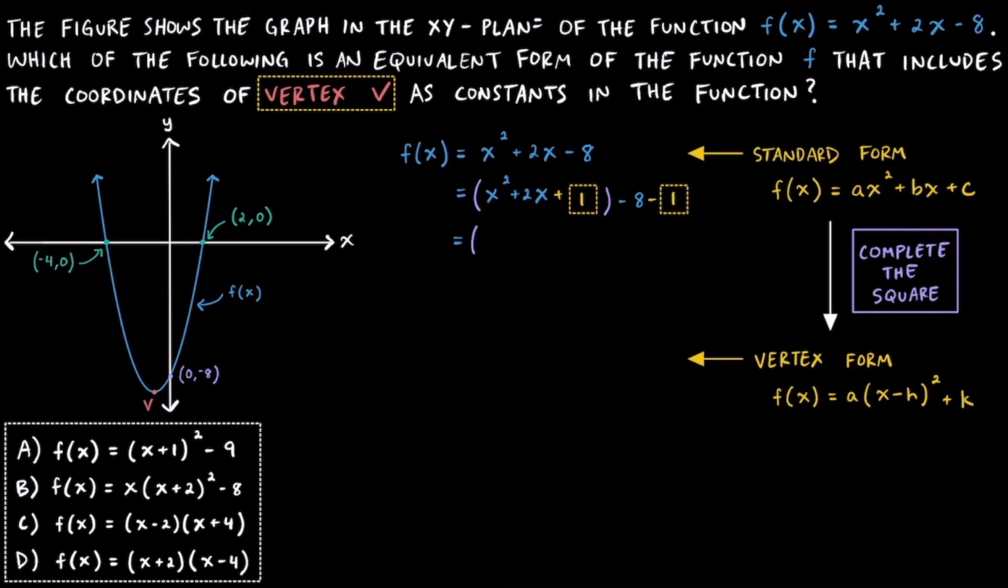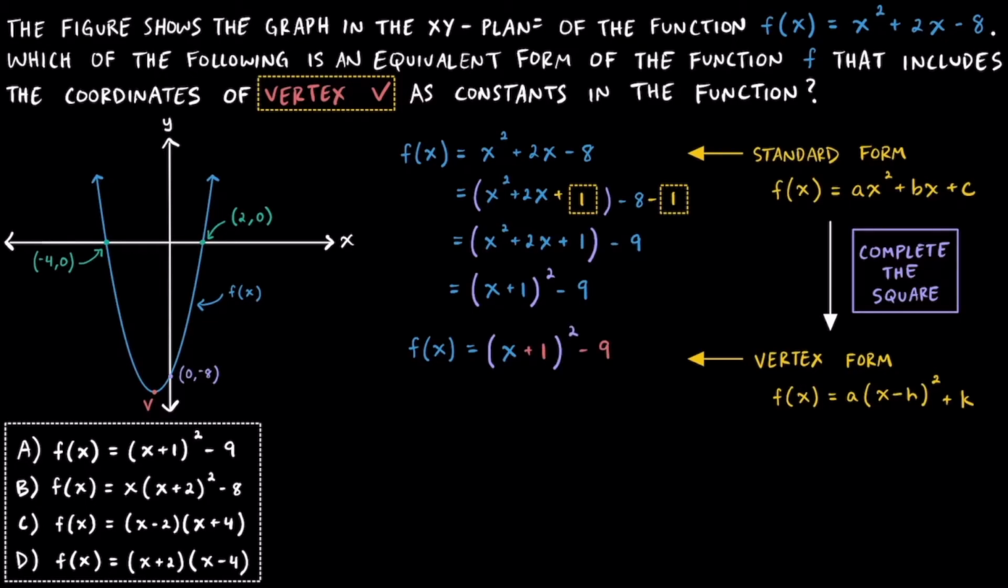Rewriting this and combining the constants on the outside, we're going to get the quantity of x squared plus 2x plus 1, minus 9. Looking inside the parentheses, hopefully this looks familiar, that this is a perfect square trinomial. Because we completed the square, we can rewrite this as 2 identical binomials, or x plus 1 squared. From this, we know that in vertex form, this function is f of x is equal to the quantity of x plus 1 squared minus 9.